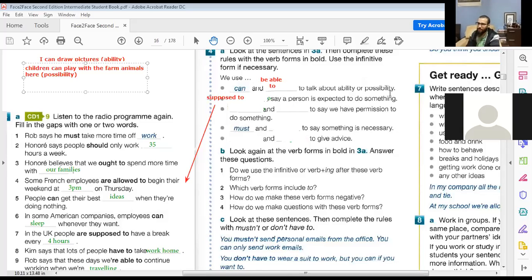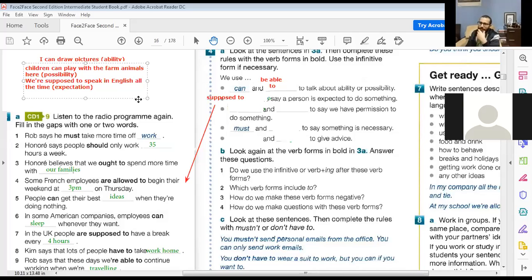You are supposed to speak English all the time, for example. Yes, or there's an even better example. Let me write it. Well, okay, your example is great. Let's write this one. We're supposed to speak in English all the time. Okay, so this is expectation. All right, good.